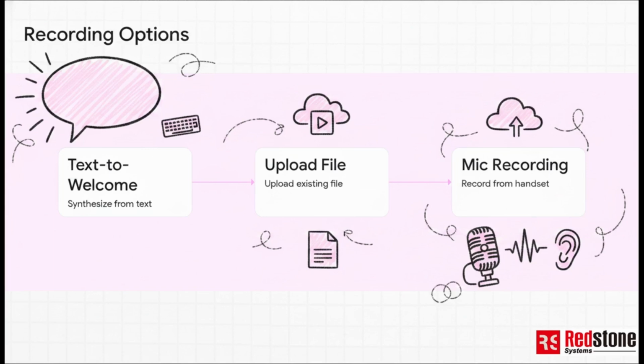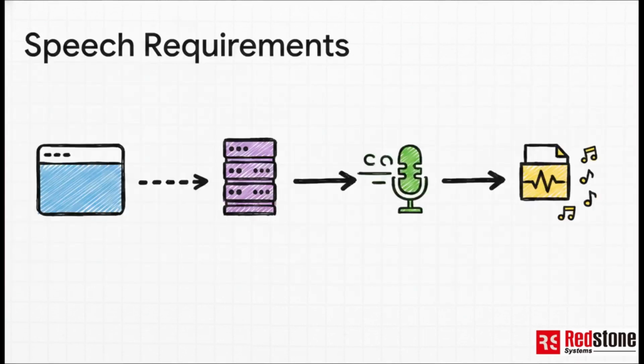Now, if you're going the text-to-speech or file upload route, there are a few technical requirements you'll want to keep your eye on. First things first, always use a Chrome or Firefox browser for these configurations in the web GUI. If you're using text-to-speech, double-check your network settings to ensure DNS is configured properly. Otherwise, the system literally can't reach the synthesis servers. Redstone highly recommends using their WinSound software to get the best audio quality.